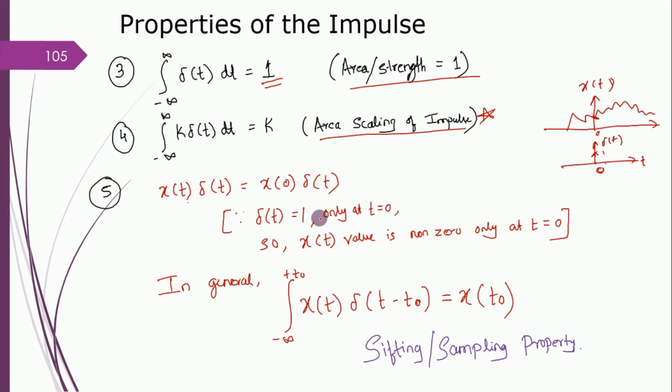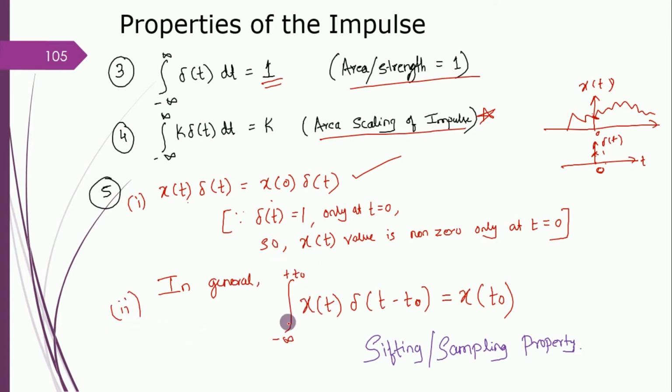Delta of t is equal to 1 only at t is equal to 0. So x of t value is non-zero only at t is equal to 0. That's why we write it in this fashion. Okay, so this is the first part of the fifth property. The second part of the fifth property is here.